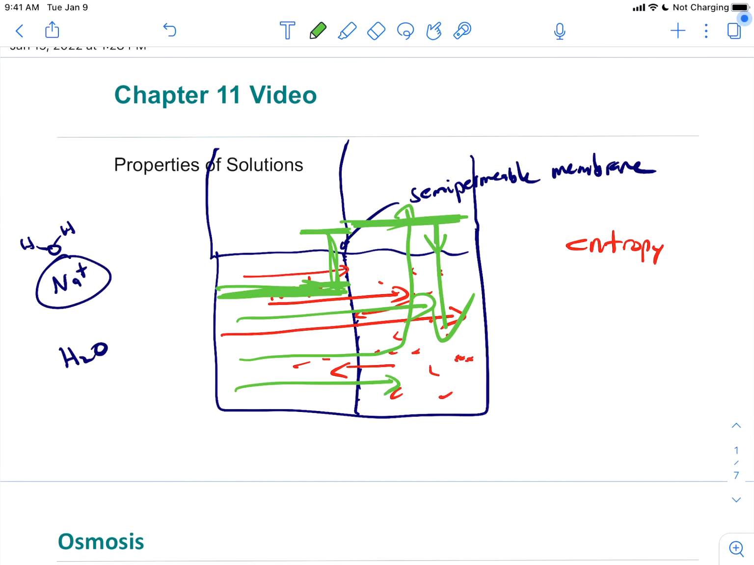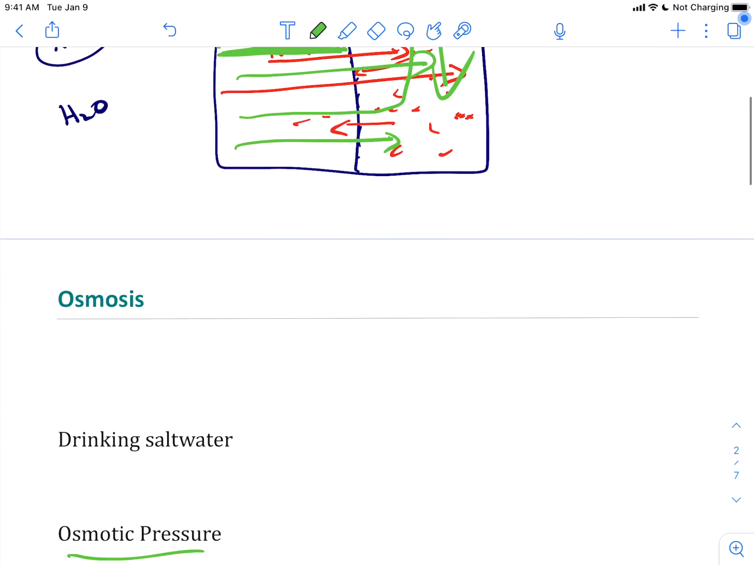And that can be calculated. There's an equation in your book. You're not responsible for calculations based on osmotic pressure. You see that based on the outline and based on the questions I've assigned to you.